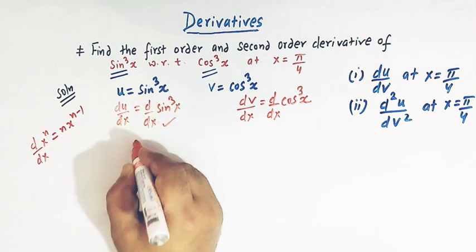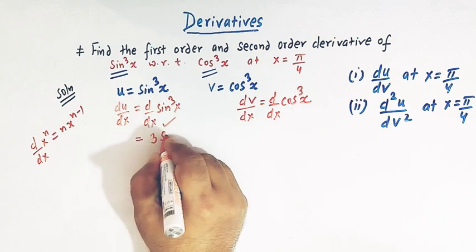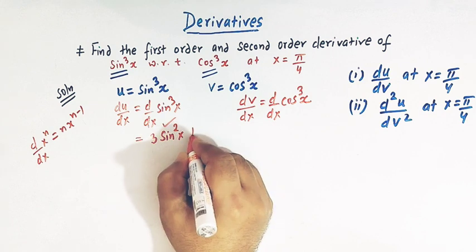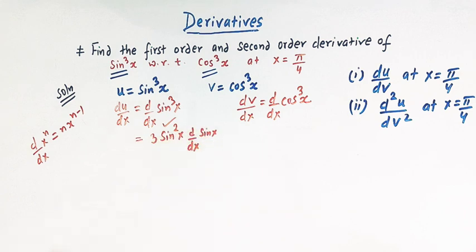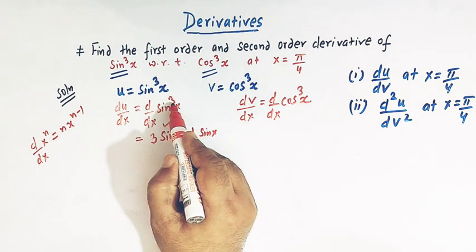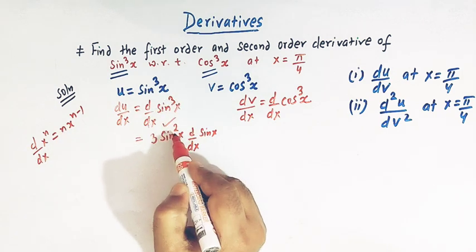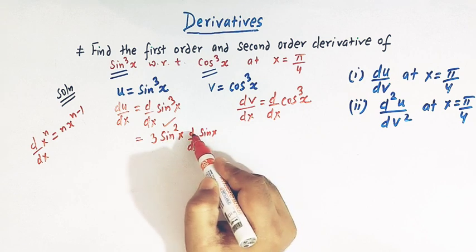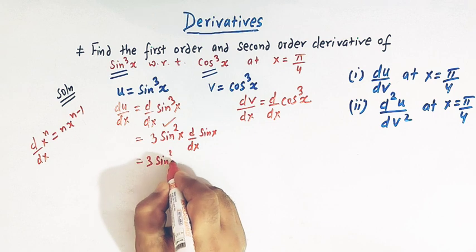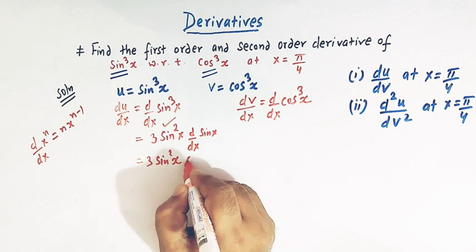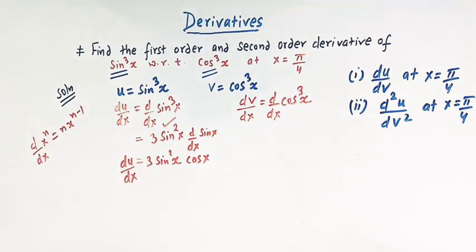So here we write the derivative of sin³x as 3 sin²x, and then by chain rule we find the derivative of sin x with respect to x. We have n = 3, and for x we have sin x. So 3 minus 1 is 2, so 3 sin²x times d/dx of sin x, and the derivative of sin x with respect to x is cos x. So this is du/dx.